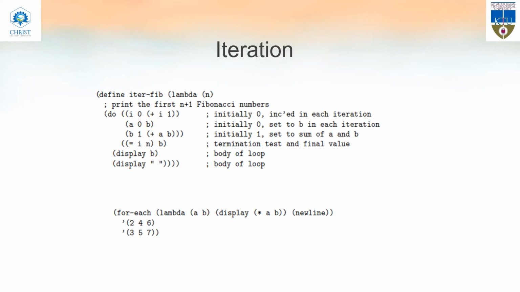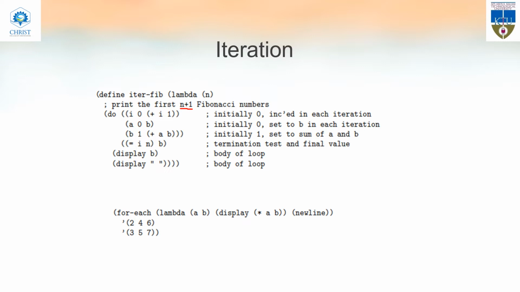And the next one is iteration. For iteration, there are two examples. The first one is actually like a do while loop, and the second one is for each. You know that in Python we have learned something like for each. So you can just go through it.